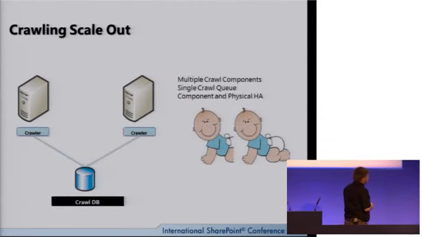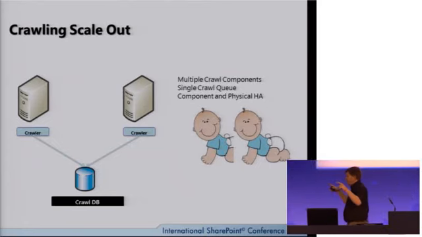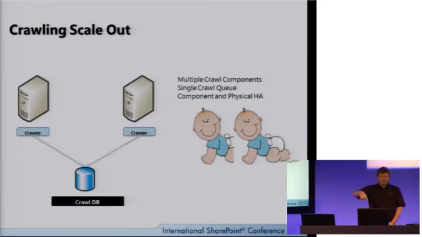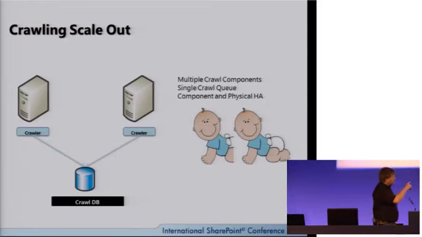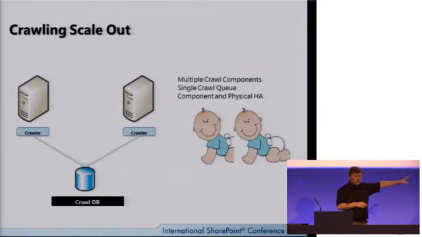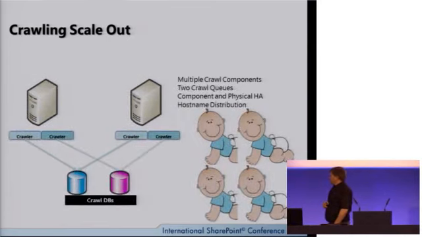Simple scale out, and this is what we had in the search service application before I started working on it. We had 2 crawl components, each one on a different machine, connected to a single crawl DB. So it gives us some component level high availability. If one crawler fails, the other one carries on. And it gives us some physical high availability. If we lose the entire server, we're not in trouble because we carry on. It was the biggest ask from SharePoint 2007. It's what everybody wanted. But we can go even more than that.